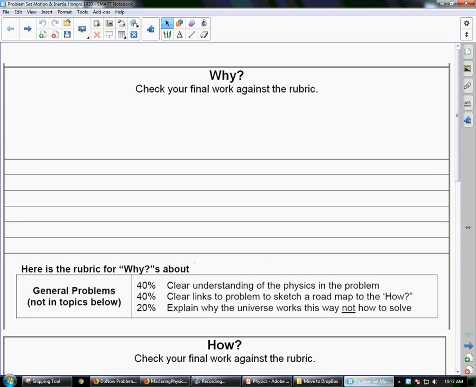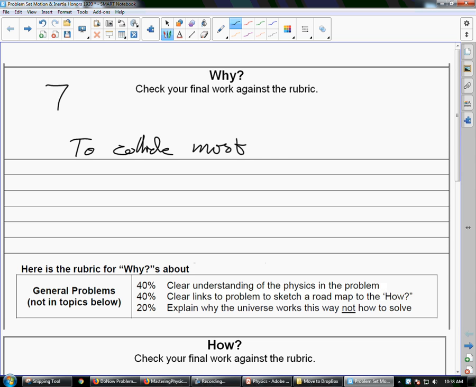Alright, so this is number 7. Why are you doing this to me? This is number 7. In my Y, I'm thinking, okay, to collide must be in. Wow, that handwriting is horrible.